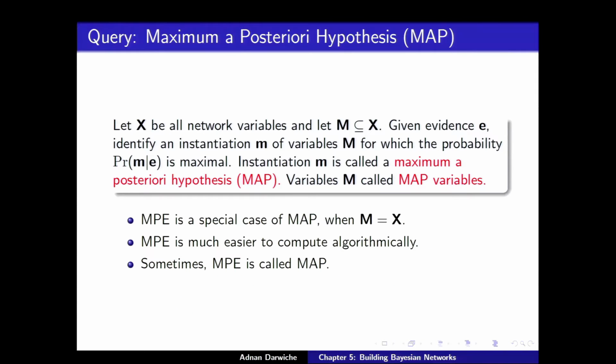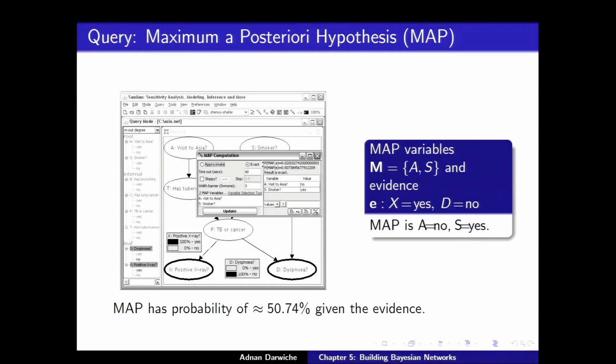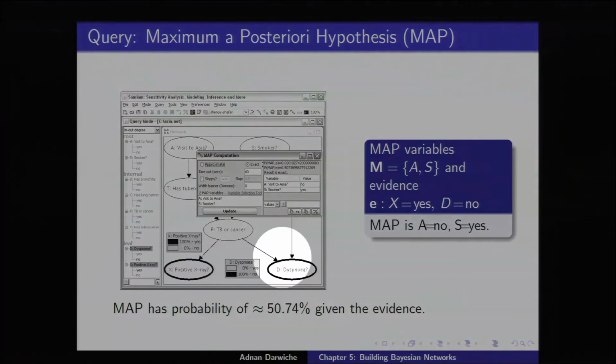The same thing holds for MAP. You may think that if you're trying to optimize a subset of variables, then you do MPE, optimize all of them, and then choose the subset of it that corresponds to the MAP variables M. That also doesn't work. I think there is an example coming up. So in this case, I'm doing MAP. Here's the evidence, and the MAP variables are A and S, these two. The MAP tells me that this variable instantiation has the highest probability, and it's giving me the exact probability, which happens to be this.